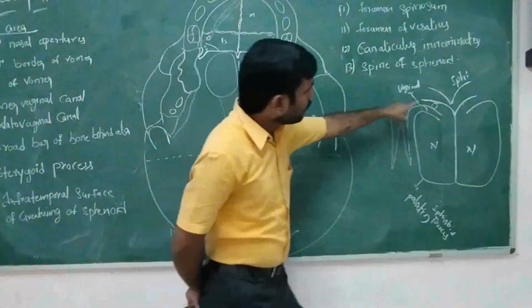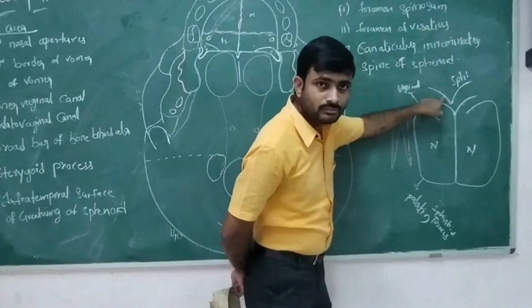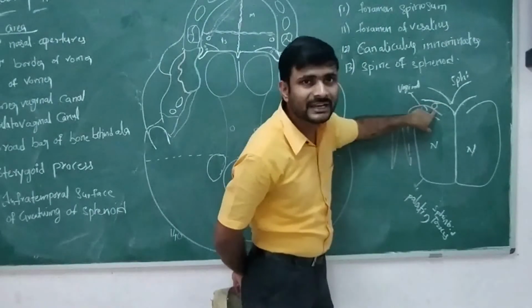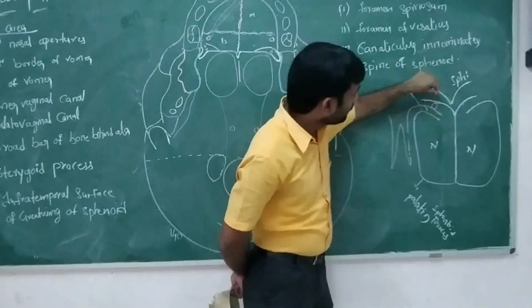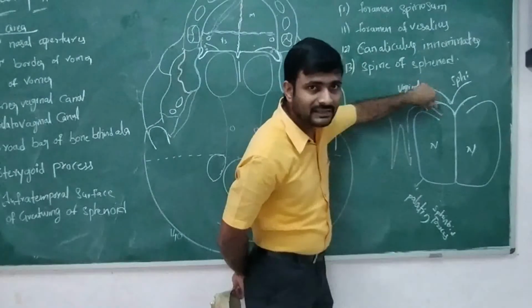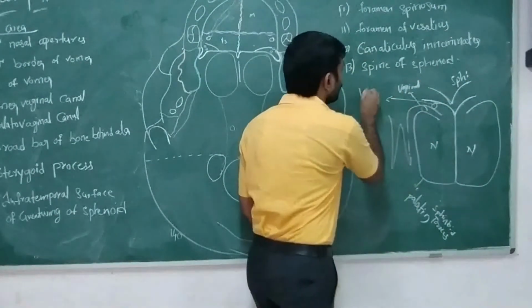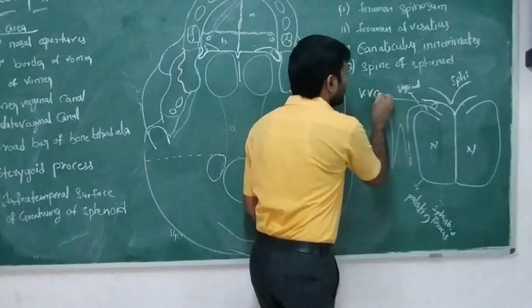Vomero-vaginal. This is the vomer bone, the ala of the vomer. And this is called the vaginal process. Between the vomer and the vaginal process, this canal is called the vomero-vaginal canal.